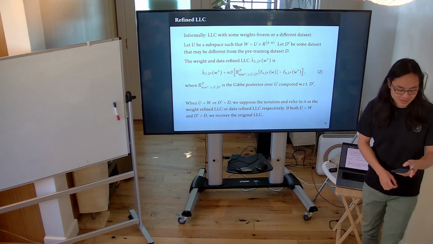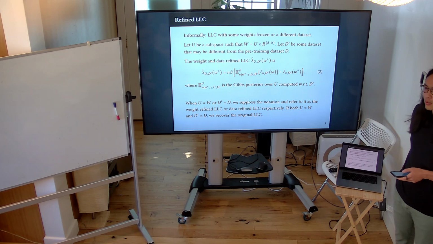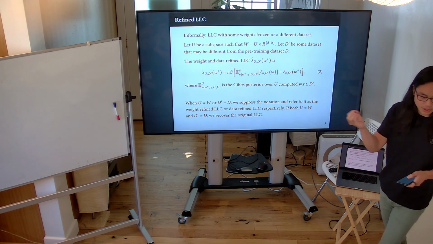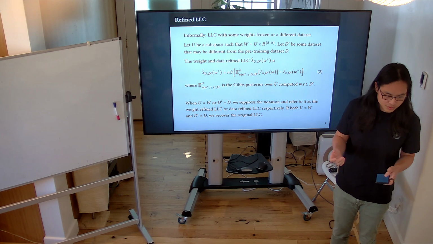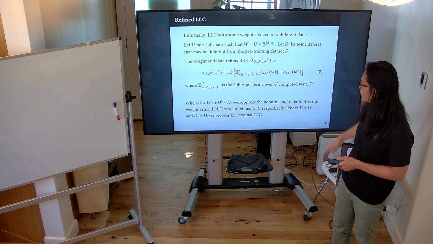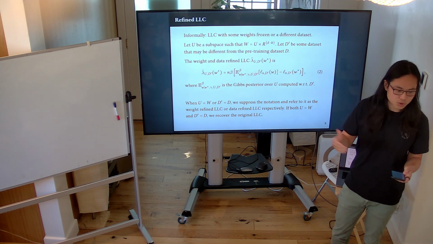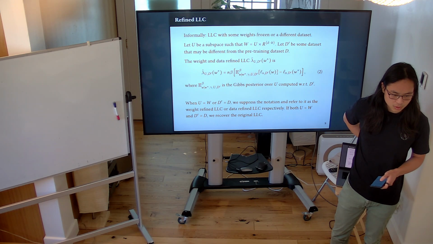Is it correct that you don't necessarily fix some parameters, but you fix a direction in parameter space? Yeah, so one way to think about it is that in the original LLC, you perturbed all of the model weights using some gradient process, and then in the refined LLCs, for some subset of the weights, you just project that sampling process down onto the subset.